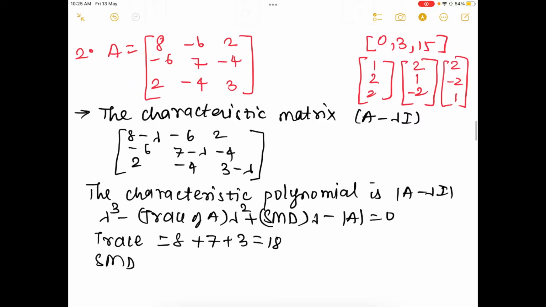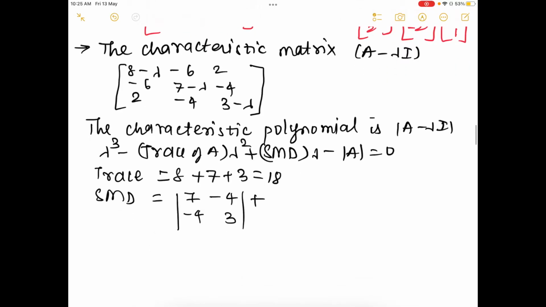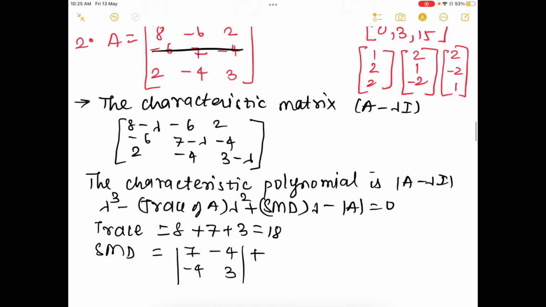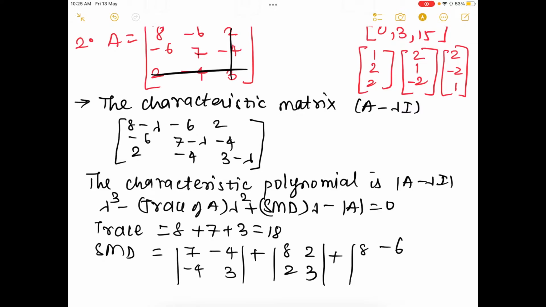SMD is going to be equal to the sum of the minors of the diagonal elements. So we hide these, and then the answer that we get is 7, -4, -4, 3. Plus, this is the next diagonal element, so we hide these, and it's going to be 8, 2, 2, 3. And then for the last diagonal element, we hide this, and it's going to be 8, -6, -6, 7.